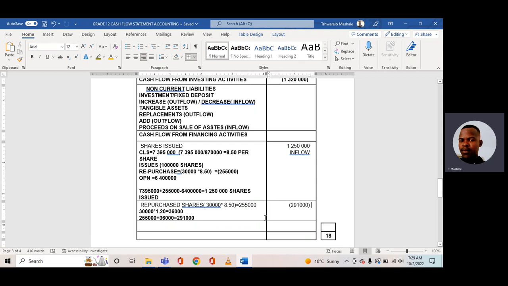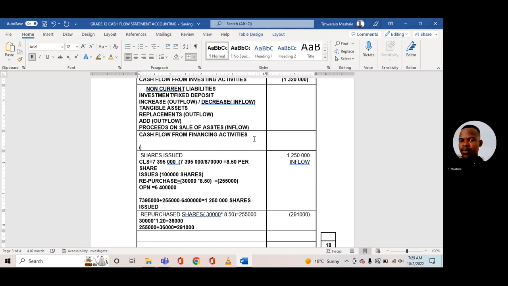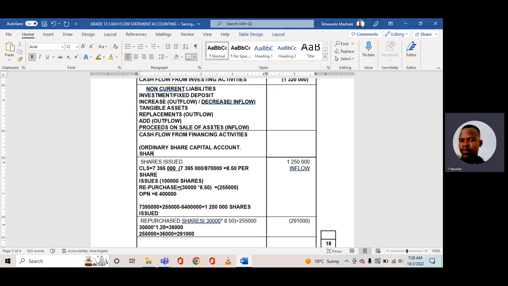So what's next on this question that we must write on this cash flow from financing activities? Remember the cash flow from financing activities here. Let me do a note here. It has to be your ordinary share capital account. On that ordinary share capital account, you need the shares issued and you need the repurchased. You only take these two.